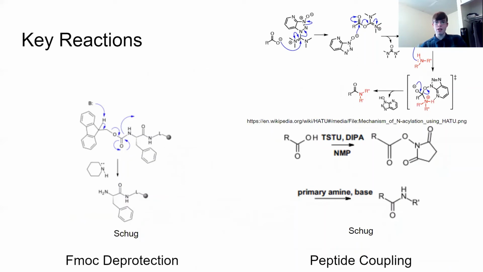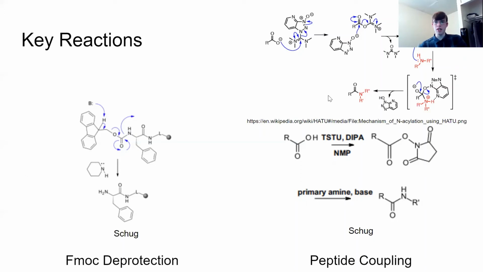Some key reactions in this project involve FMOC deprotection and peptide coupling. FMOC is a protecting group which is attached to a primary amine, or NH2. The purpose of this is to prevent any side reactions to the primary amine. The FMOC group can be removed through a strong base, and this enables the NH2 or amine group to participate in peptide coupling. And on the right, we have representations of the peptide coupling reactions.